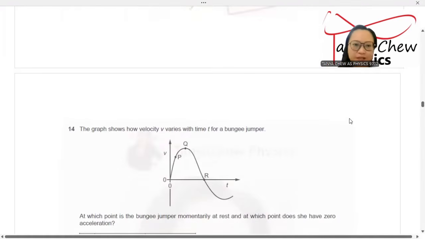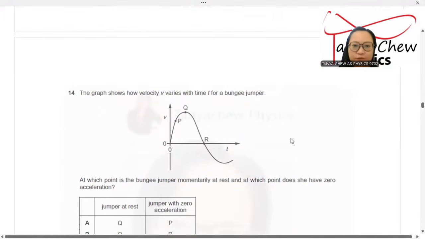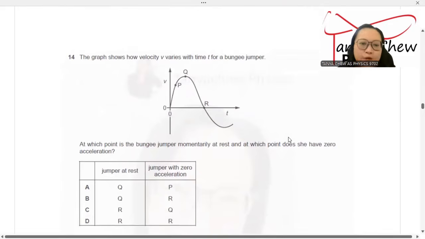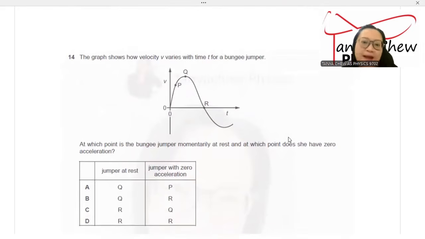Number 14, the graph shows how velocity v varies with time t for a bungee jumper. At which point is the bungee jumper momentarily at rest, and at which point does she have zero acceleration? Jumper at rest, this is a speed time graph. That means the speed must be equal to 0, which is r, right? So you cancel a and b. This is between c and d.